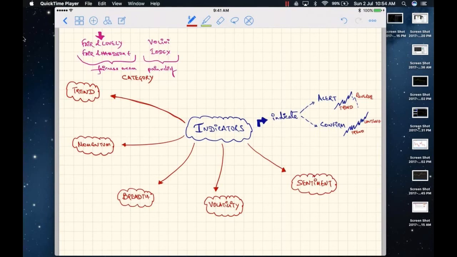So there will be a long list of indicators which will help us to come to a conclusion on what is the trend of the market, up or down. Similarly, there will be a long list of indicators which will calculate the momentum of the market. There will be a long list of indicators which will make us understand what is the breadth of the market. Similarly for volatility, and also possible for sentiment.